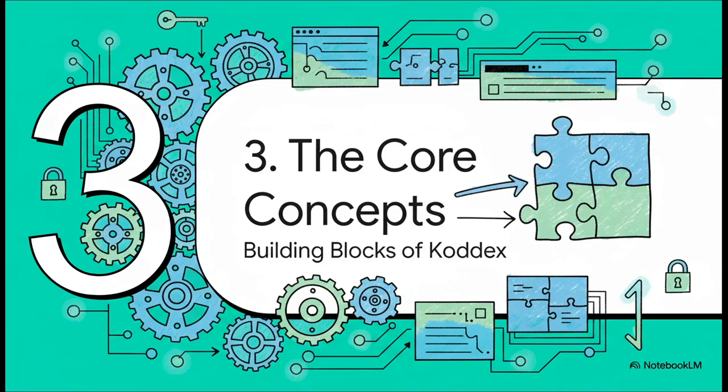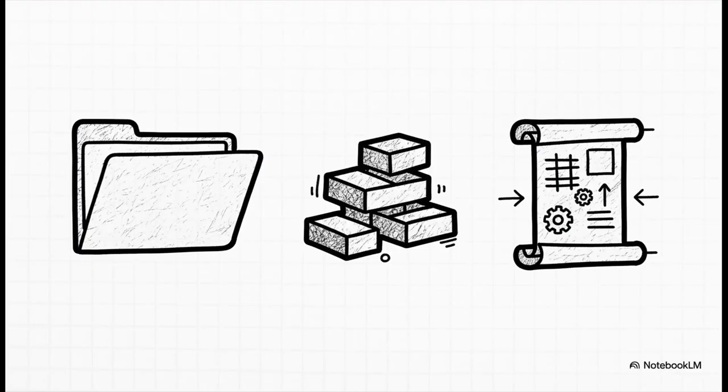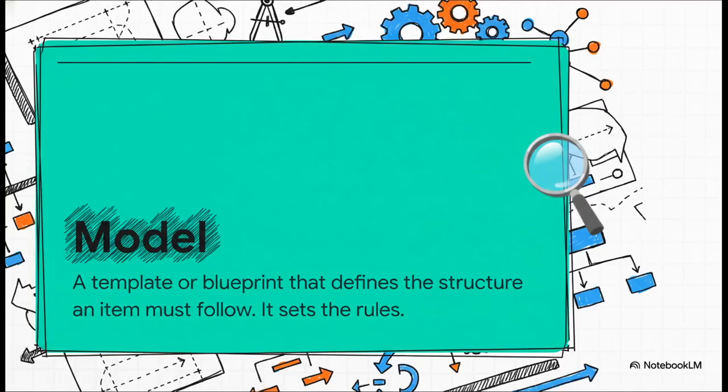All right, let's pop the hood and look at what makes Codex tick. Welcome to Section 3, the core concepts. I promise, if you get these few simple ideas, you'll unlock the full power of the platform. And believe it or not, it's actually super simple. Everything you're going to see, everything you're going to do in Codex, it's all built on just these three things: folders, models, and items. That's it.